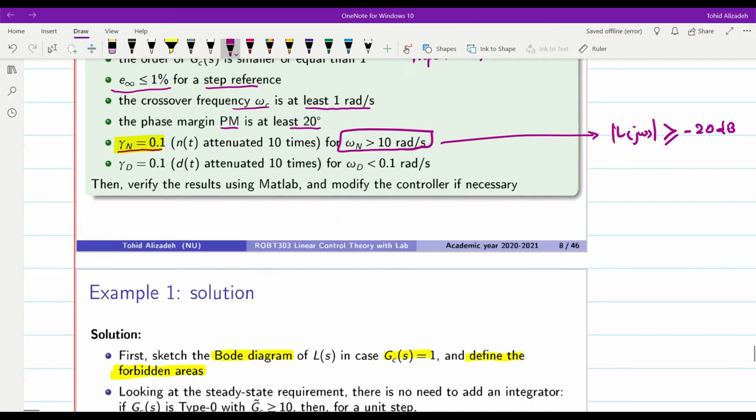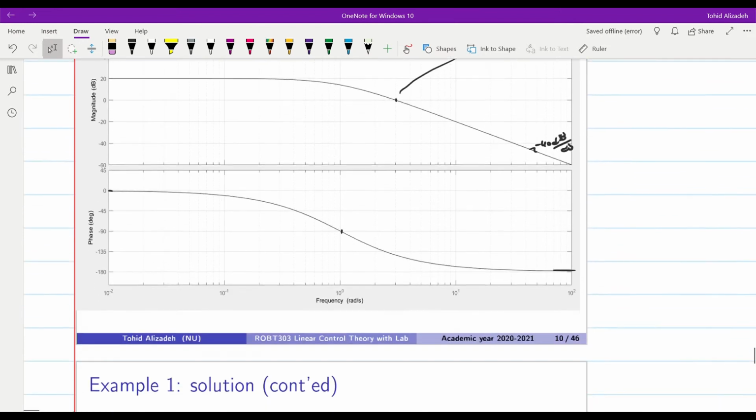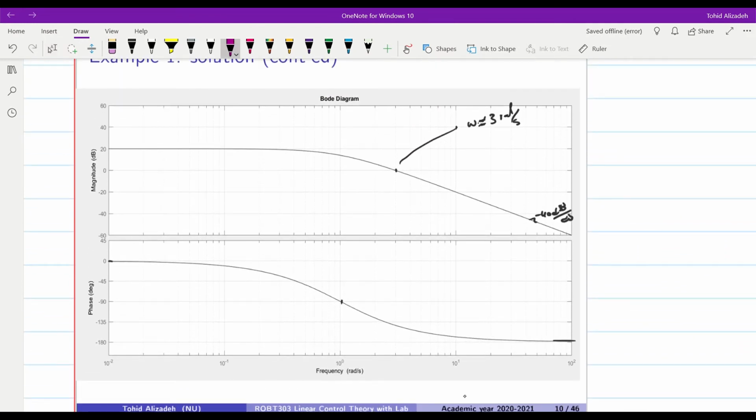So let's show it on omega n equal to 10 radian per second. For 10 radian per second, we need to have the amplitude bigger than minus 20 decibels. So this will be our dangerous zone, the one that I'm highlighting in yellow. And we can see that currently the amplitude plot does not enter into this dangerous zone. So even now, without designing a controller, we are happy with that.